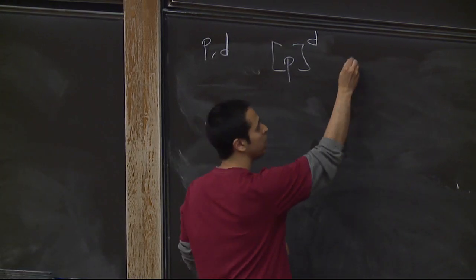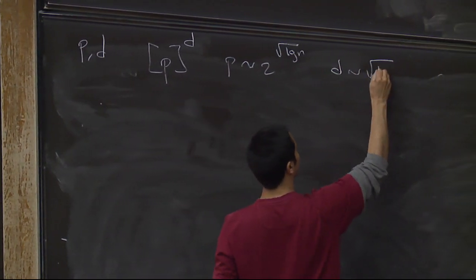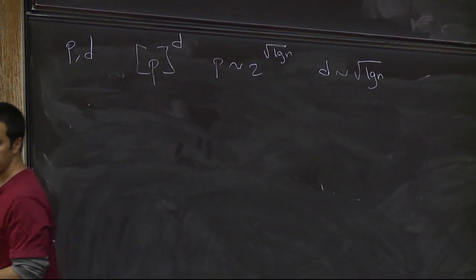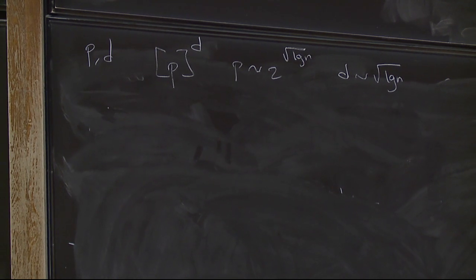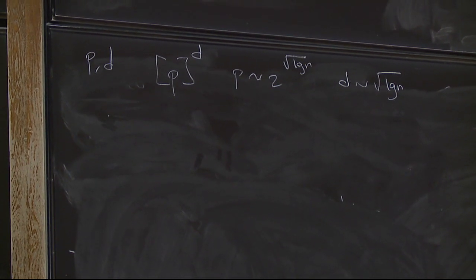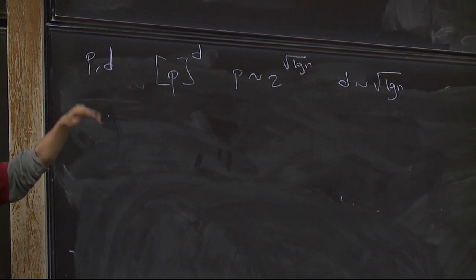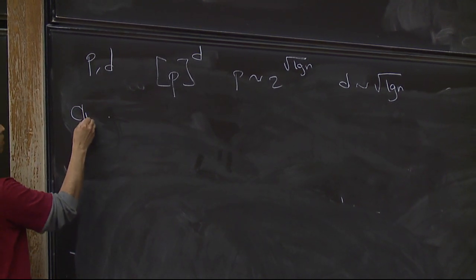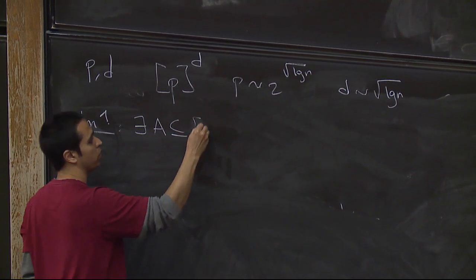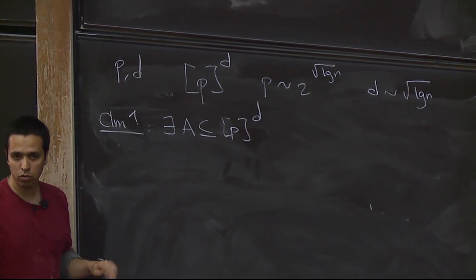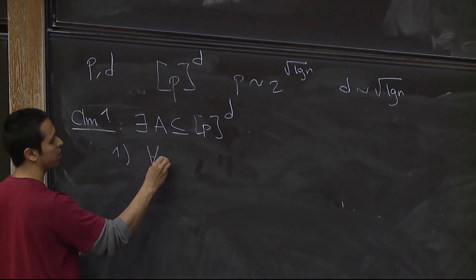Okay, good. And P roughly is going to be 2 to the square root log n. And D roughly is going to be a square root log n. Everything that I'll say works for every choice of these parameters. That's the optimized choice. Okay, good. So how do we create these graphs? In fact, let's prove a bunch of things here about this space, and then we'll use it to create the graph. Okay, claim one. There exists a subset of P to the D. So I can pick a bunch of vectors from P to the D with these two properties. One, they all have the same norm.